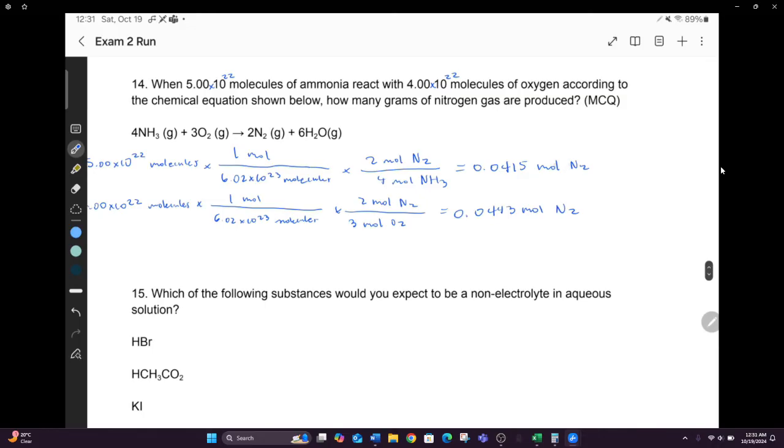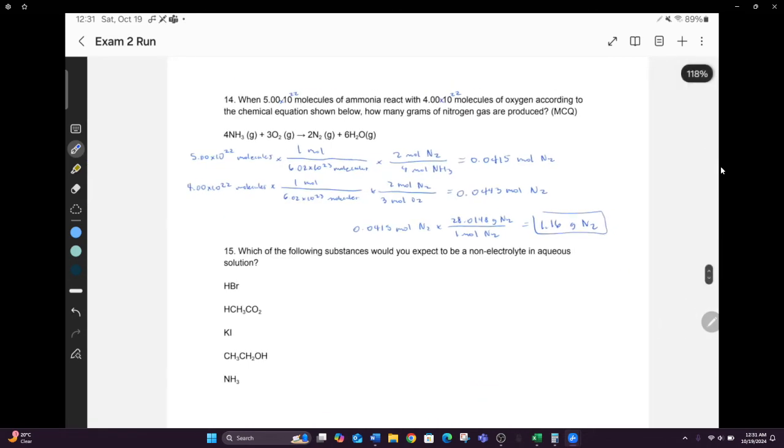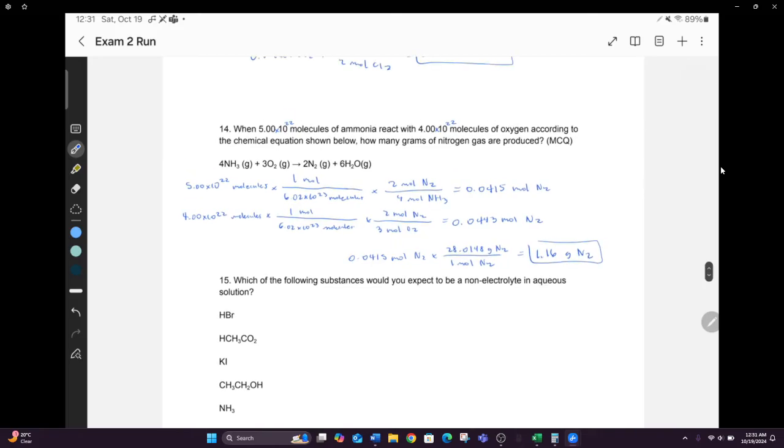So we're going to see how many grams we're going to produce with that. So 0.0415 moles of N2 times 1 mole of N2. Molar mass of N2 is 28.0148 grams of N2. And we should get 1.16 grams of N2. So that's kind of how you solve this question. You first find out what your limiting is, then you determine from limiting to grams. I believe that this was on exam 1, right? I think. So, y'all should have a lot of practice with this.